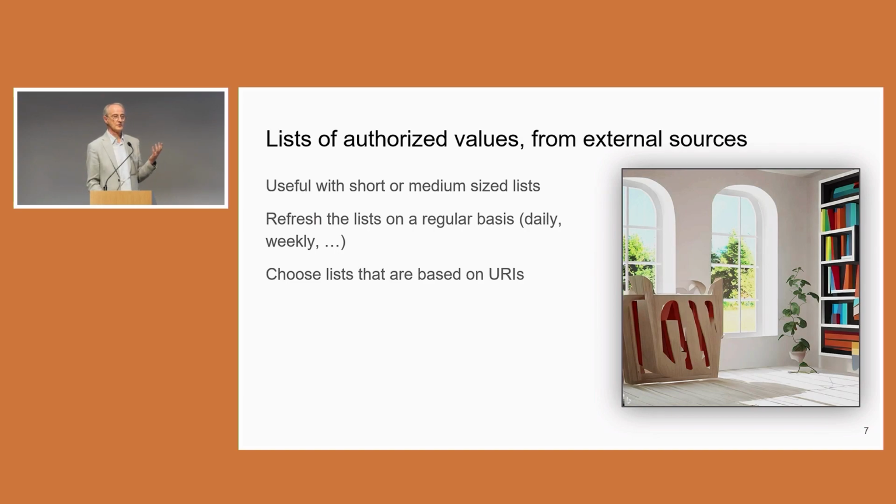Sometimes a list of authorized values comes from an external source. So you have to choose the external source. You have to refresh it. Well, not you as a cataloger, but the system requires a method to refresh it on a regular basis. And of course, it's very important to choose lists that are based on URIs.